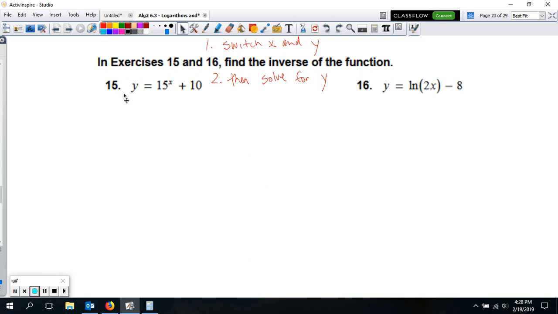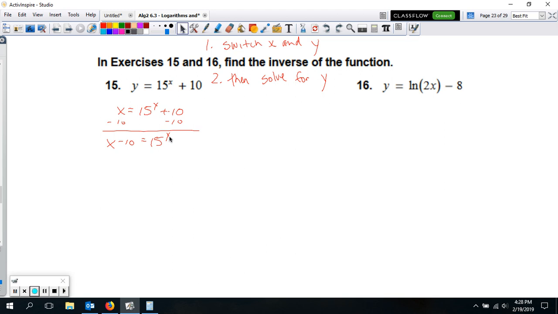We're going to first switch the x and the y in this problem. And if it doesn't have a y, if it has an f of x or something like that, you first change it to y. But we already have the y here. So I switch the x and the y, and now it'll look like this, where it's going to say x equals 15 to the y plus the 10. And then to solve for the y, we first are going to move the 10 to the other side. We're going to subtract 10 from both sides to get this part by itself. Now I have x minus 10 is equal to 15 to the y.